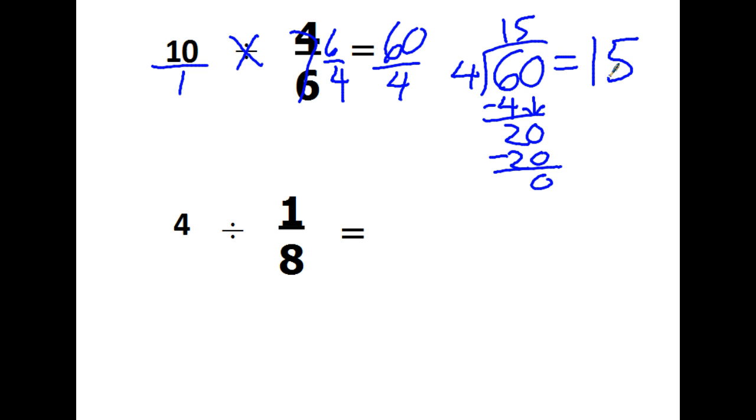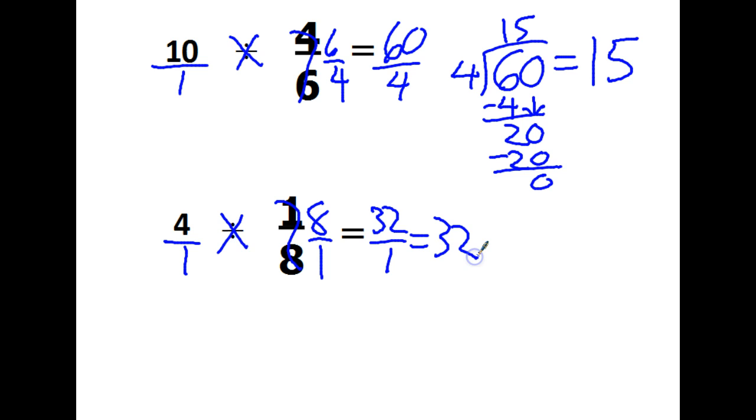15. Keep the 4. Change the sign. Flip the 1/8 to 8 over 1. 4 times 8 equals 32. 1 times 1 is 1. Just equals 32.